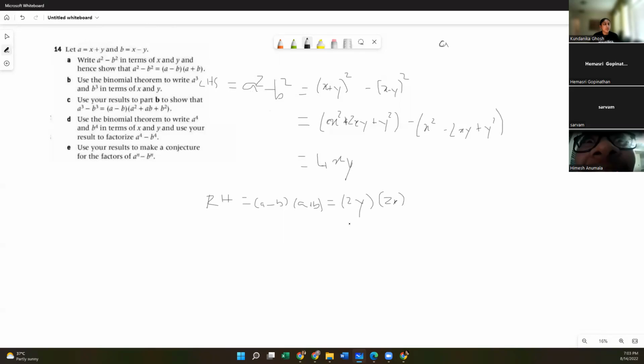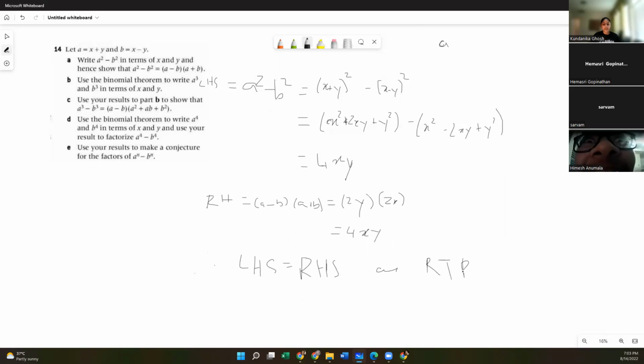And this equals 4xy, right? Because 2y times 2x, we all know how to multiply numbers. Okay. Therefore, your left-hand side equals your right-hand side, as you're required to prove.